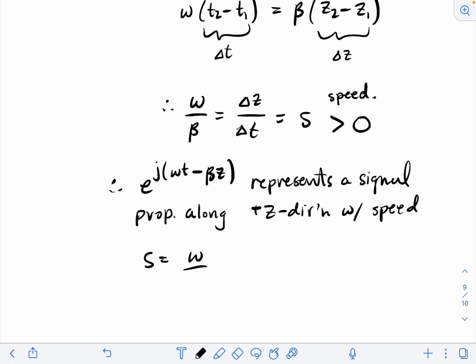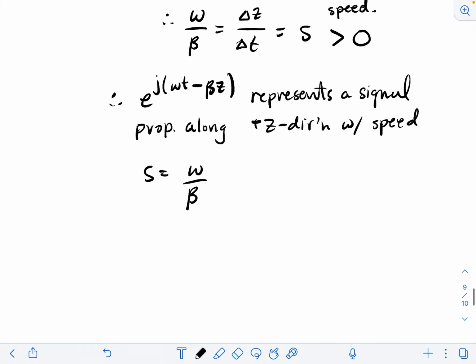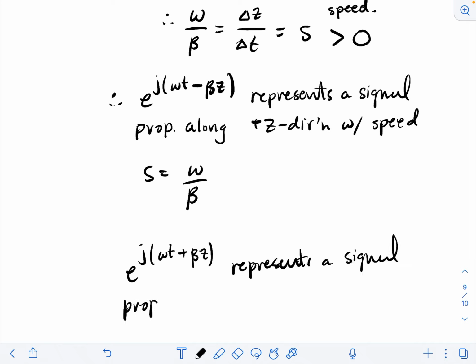Okay, we could have done the exact same type of analysis for the omega t plus beta z case, and what we would have found is that e to the j omega t plus beta z would represent a signal propagating along the minus z direction with the same speed, if you go through the analysis, equal to omega over beta.